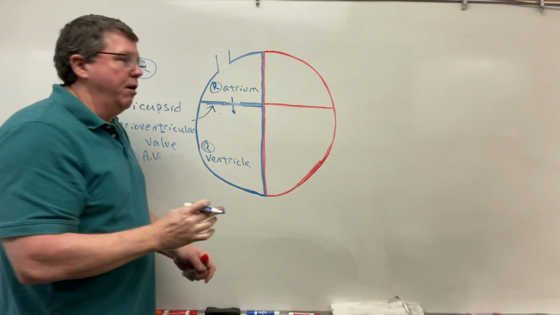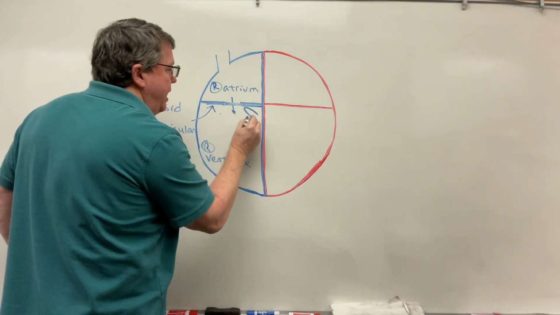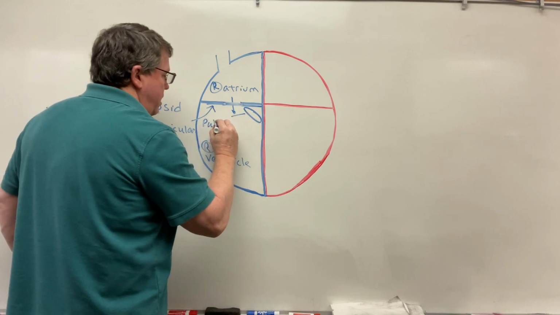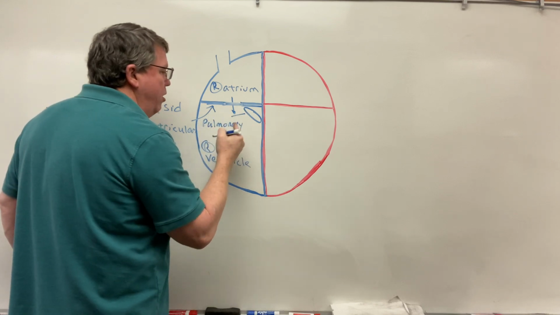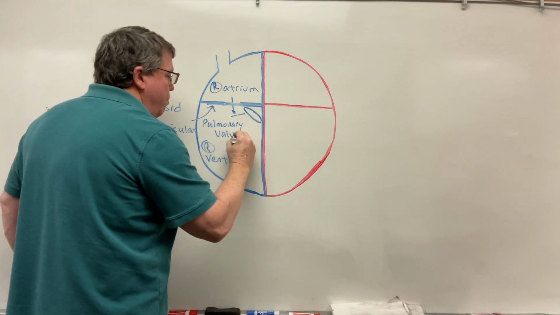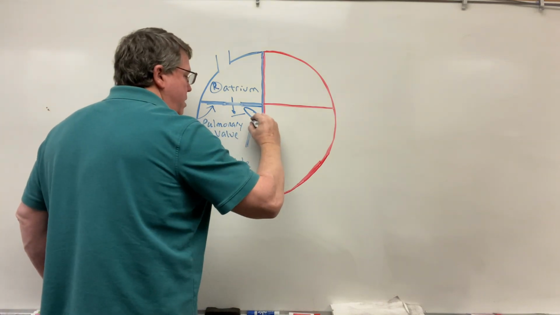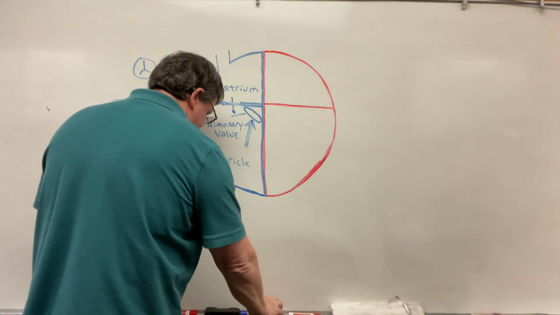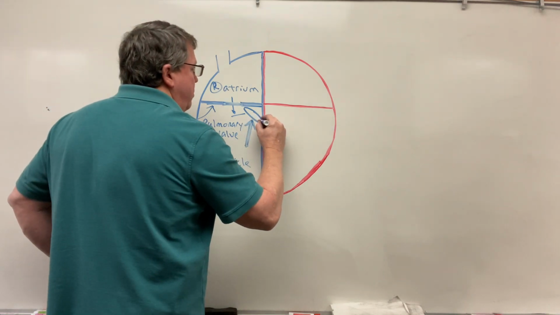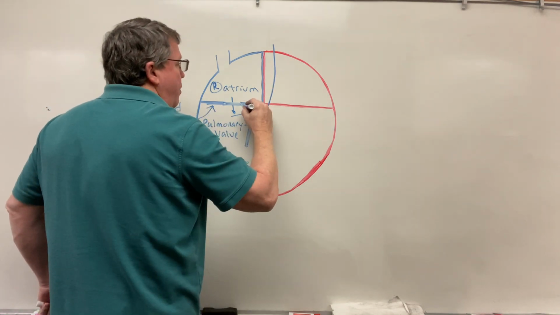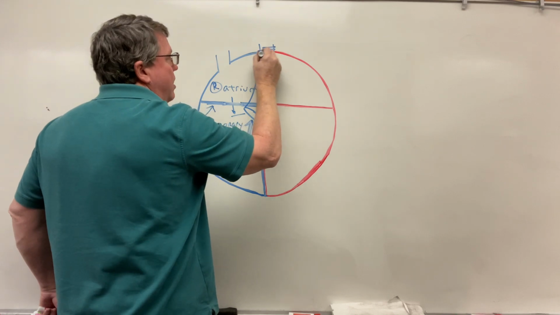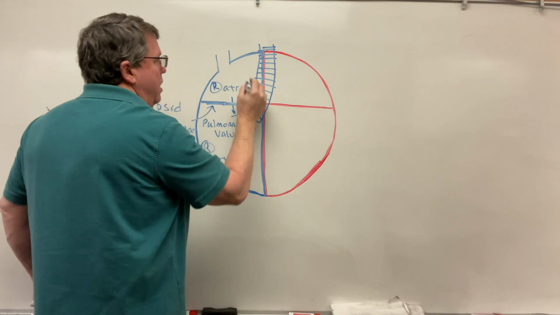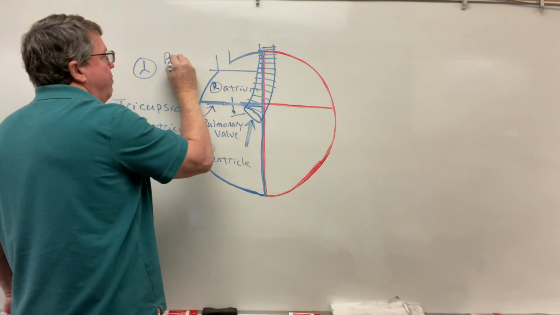When the bottom of the heart beats, what's going to happen is, this is known as my pulmonary valve right here. Pulmonary means lung. So blood is going to go from my right ventricle through this pulmonary valve, and it's going to enter into something called either the pulmonary artery or the pulmonary trunk. I'm going to call this the pulmonary trunk.